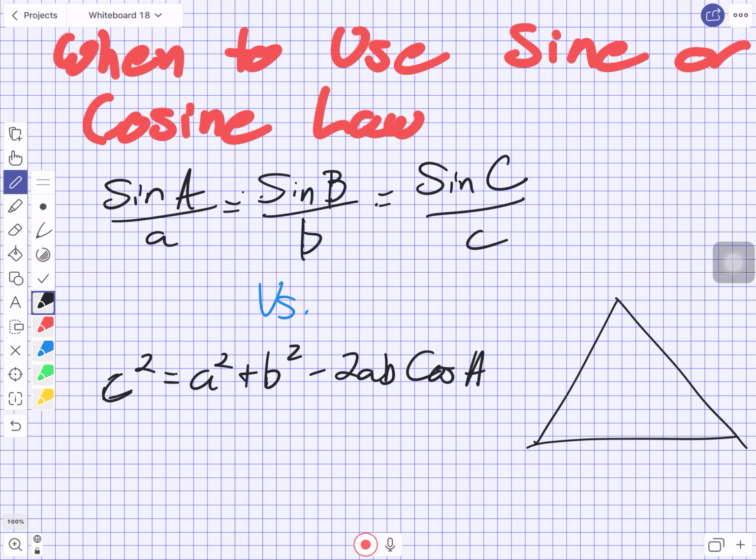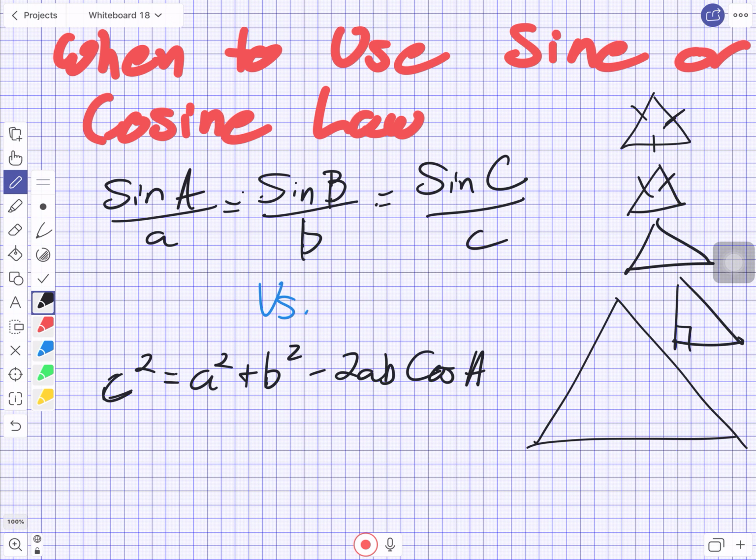These laws can be used for scalene, equilateral, and isosceles triangles. I don't know if you remember the differences between all of those. I'll give you a couple here. Equilateral is where they're all the same. Isosceles is where two are the same. Scalene is where everything's different. You can even use them for right angle triangles.